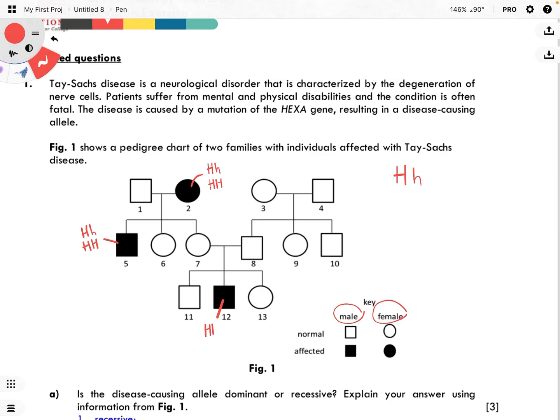However, that also implies that for an individual to be normal and healthy, their genotype would definitely be homozygous recessive, right? Every healthy individual needs to be homozygous recessive. Now, does this make sense if we look at this current pedigree? Let's say the allele is dominant. Something doesn't quite play out over here.